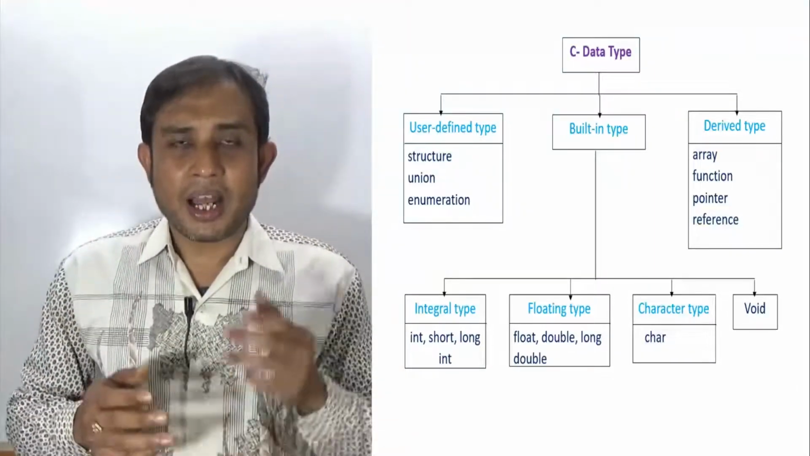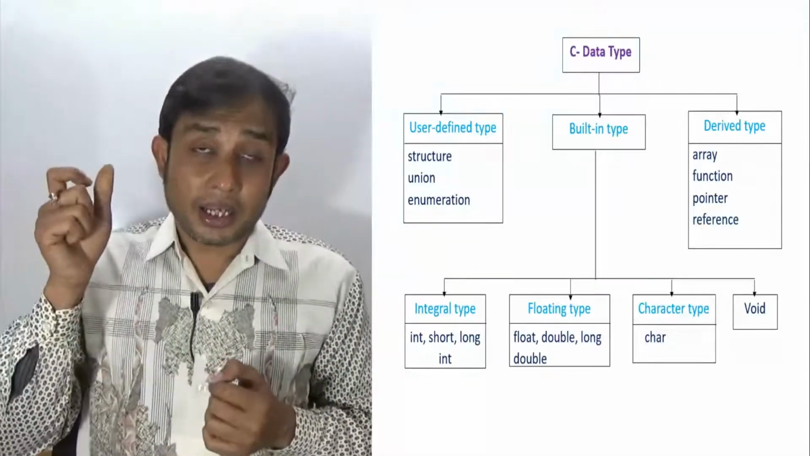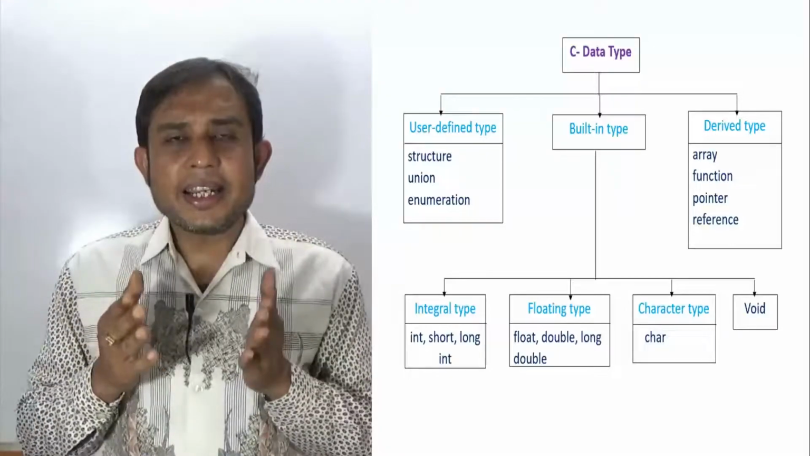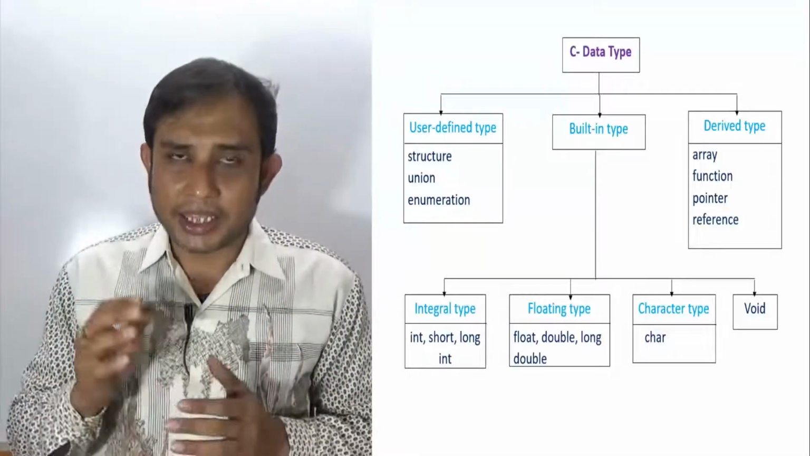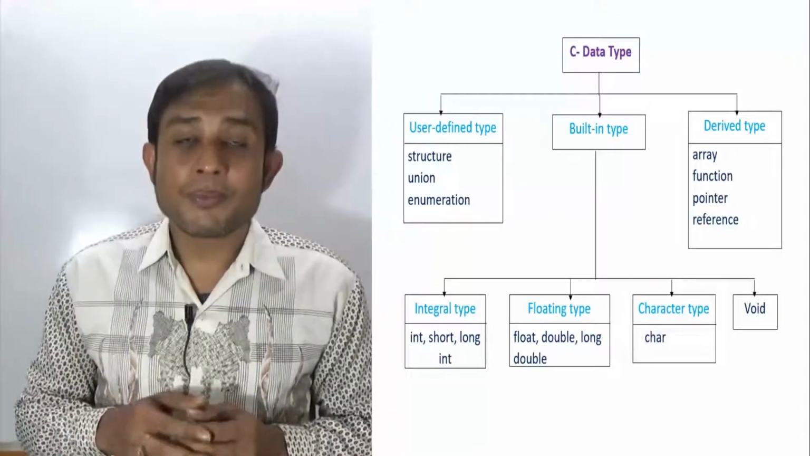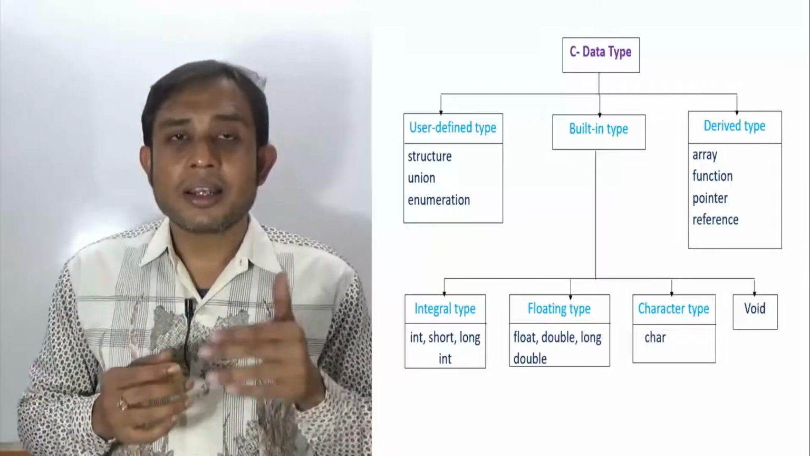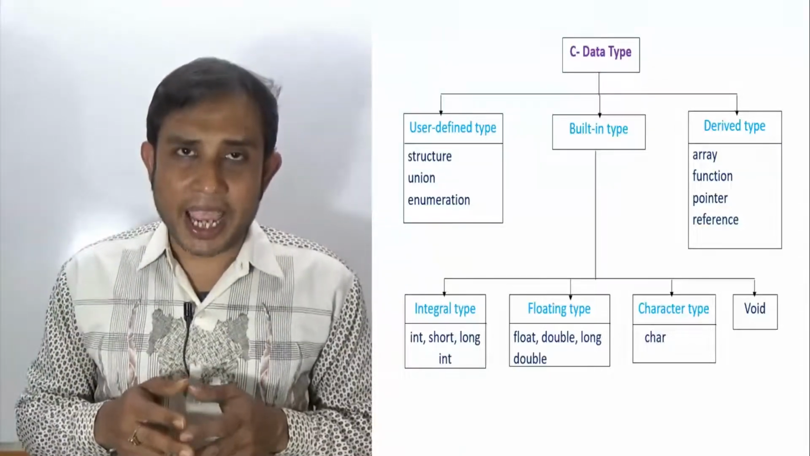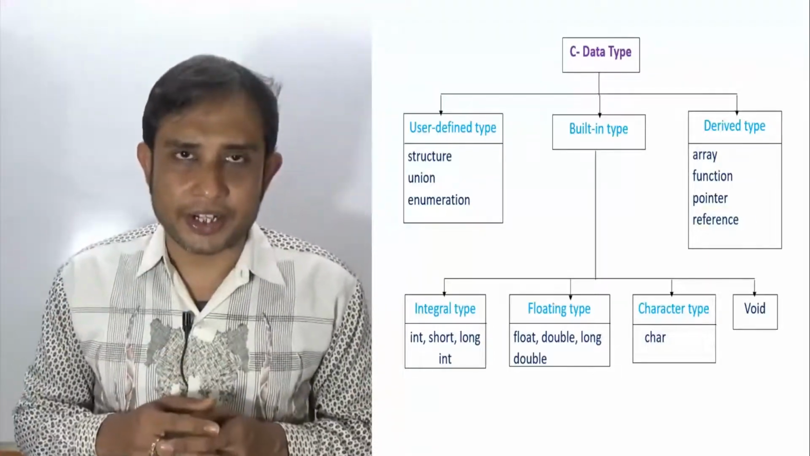User-defined data types are like structure, union, etc. And derived data types are like array, pointer, reference. Built-in data types in C programming language are again categorized in four types. The first is void type. Void type means it can never return a value. Next one is character type. Character type is represented by char, and it can hold only one single character.